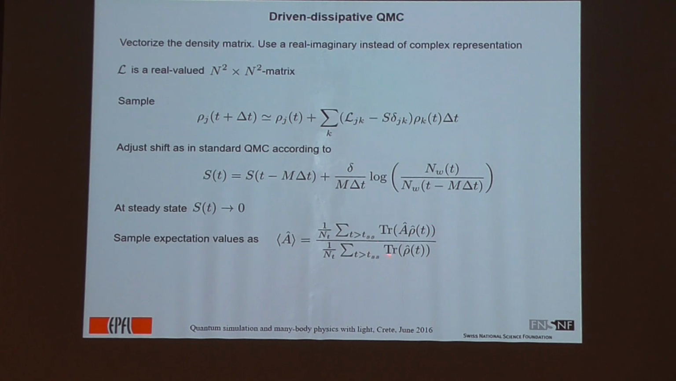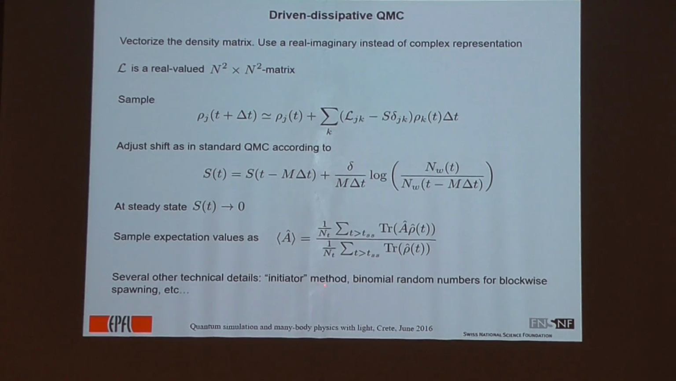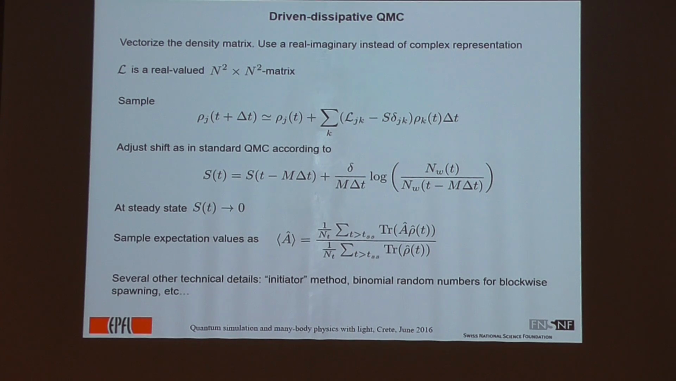So you have to average the numerator and denominator. The denominator is important because here the base is not normalized, because this is a feature of Monte Carlo in general. Even the wave function is not normalized, it goes everywhere. So you have to apply this form. And there are again other technical details. You can improve using this initiator method, which prevents walkers from diluting too much in the deeper space. You can use binomial random numbers for moving the walkers, making it more efficient, and so on.